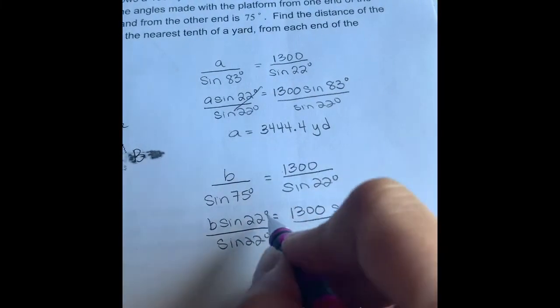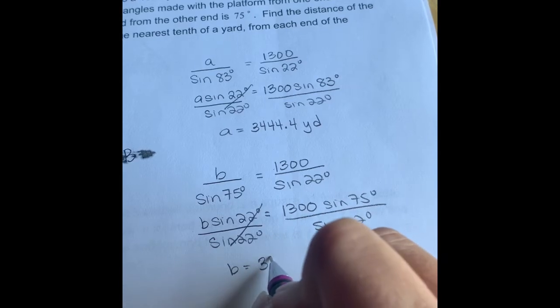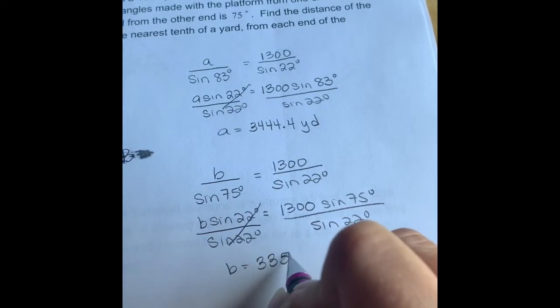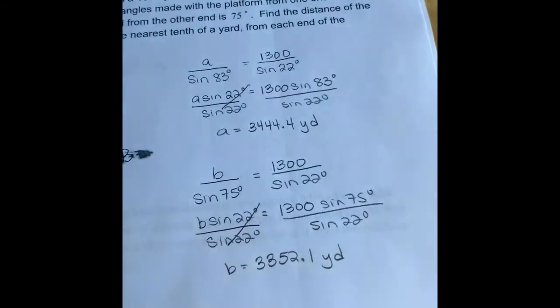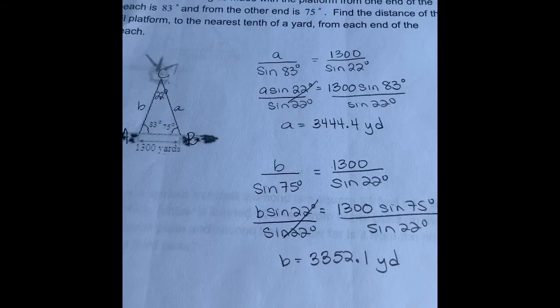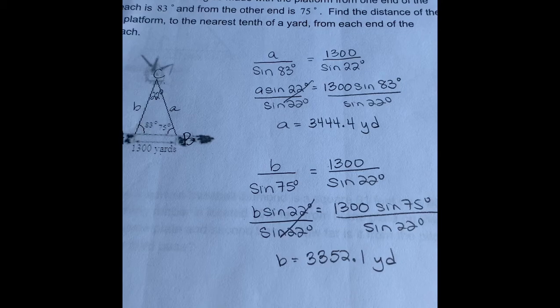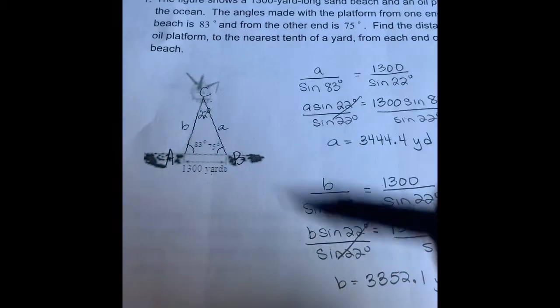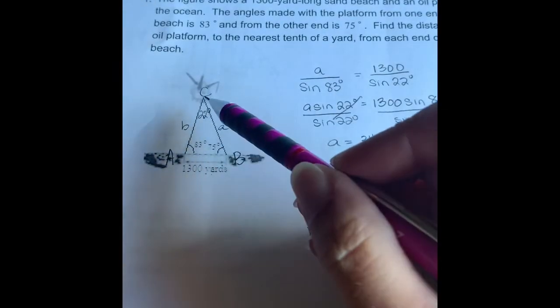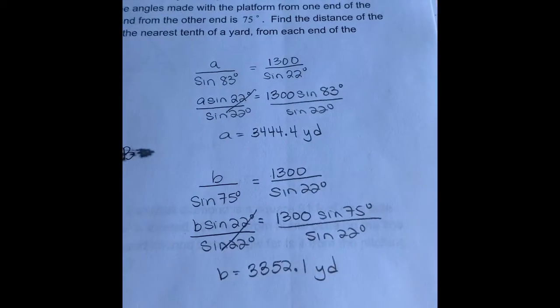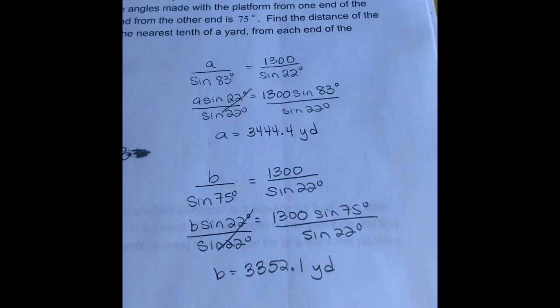So if I plug this into my calculator, 1,300 times the sine of 75 degrees, that answer divided by the sine of 22 degrees, rounded to the nearest tenth, is 3,352.1 yards. So now we're finished because we have found the two pieces of information that they were wanting us to find, which was the distance from each point on the beach to the oil rig. And I rounded to the nearest tenth and made sure to put my units of measurement.